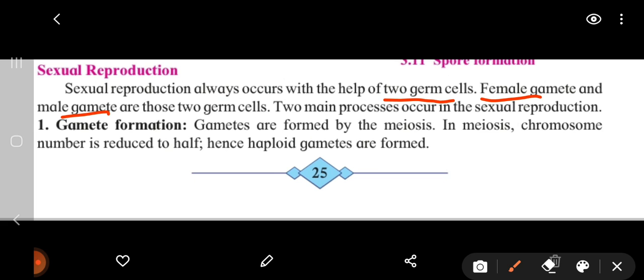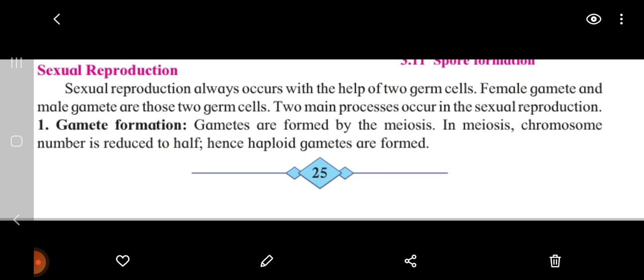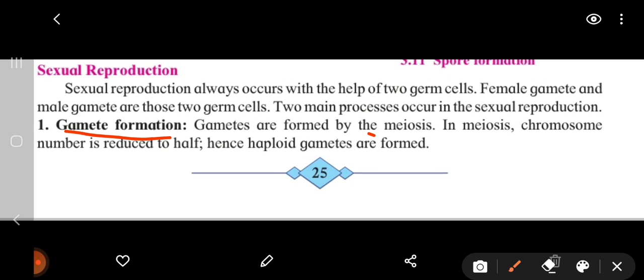Two main processes occur in sexual reproduction. First is gamete formation. Gametes are formed by meiosis, a type of cell division which we have already discussed. In meiosis, the chromosome number is reduced to half. We call it a haploid gamete.